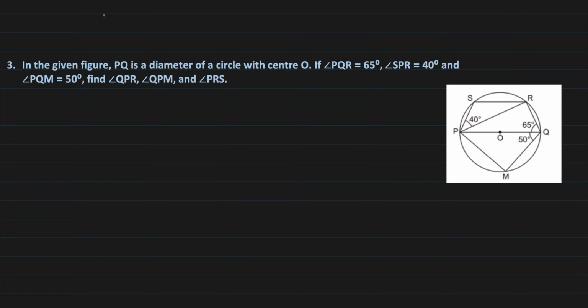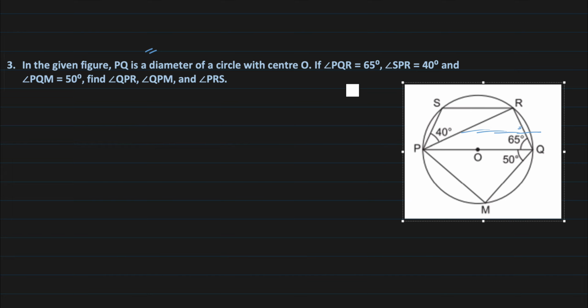In this given figure, again we have given that PQ is the diameter of the circle with center O. PQR is 65 degrees. SPR is given to us as 40 degrees. Let's make this figure a little bigger. Now we need to find out QPR, this angle first. Then QPM, this angle also we need to calculate. And then PRS, this angle also we have to calculate. Fine. So let's begin with the problem, students.